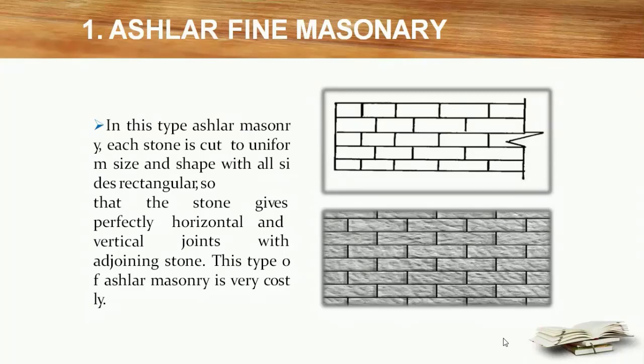So first is the ashlar fine masonry. In this type of masonry, blocks are chiseled on all the faces. They are built in regular courses of not less than 300 mm. The mortar joints don't exceed 3 mm. This is the finest type of stone masonry, and also the costliest. As you can see in the figure, the elevation of a typical ashlar fine tool masonry.